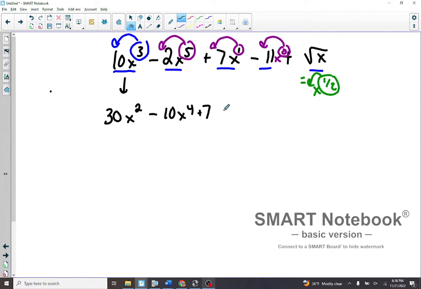So bring down the half power. So it'll be 1/2, and then x to the negative a half. But it's a negative half power. A negative exponent is going to move to the bottom, and it's going to be the square root of x.